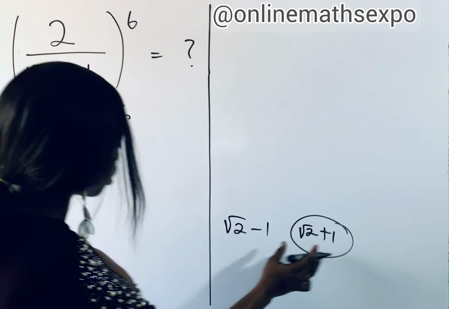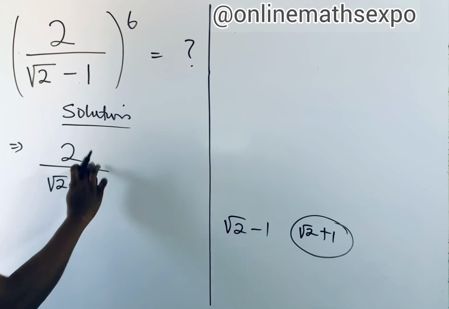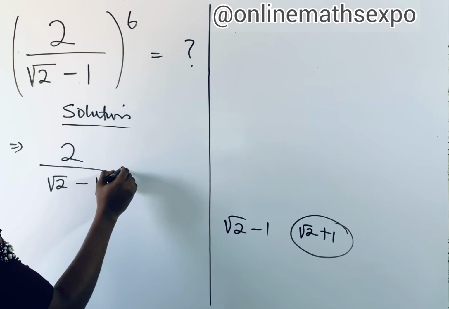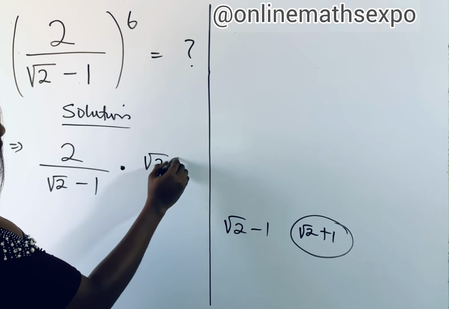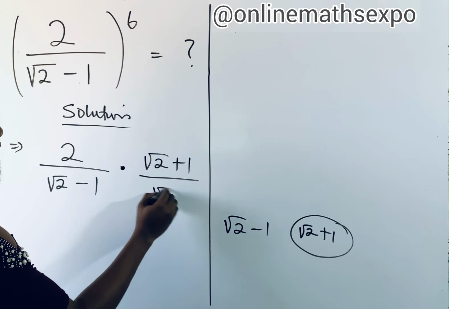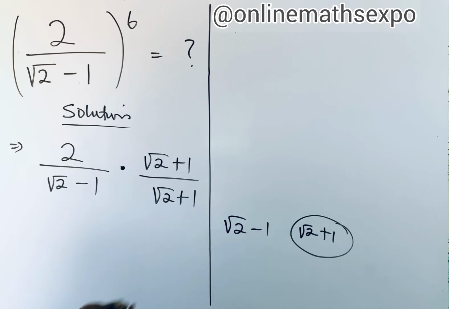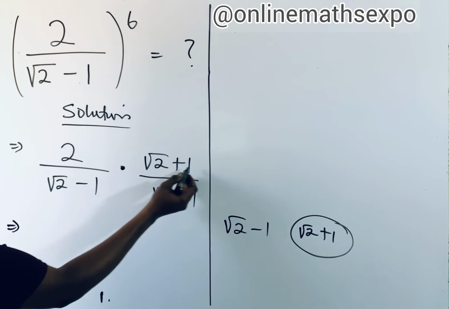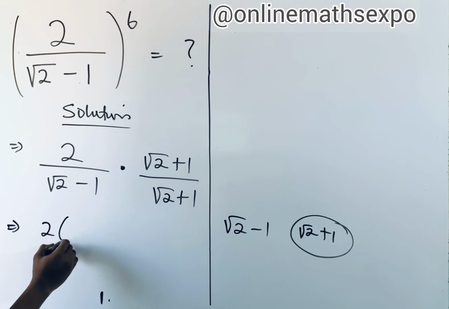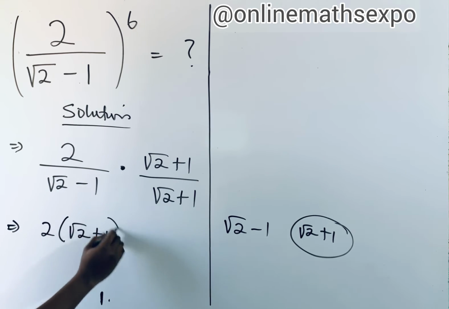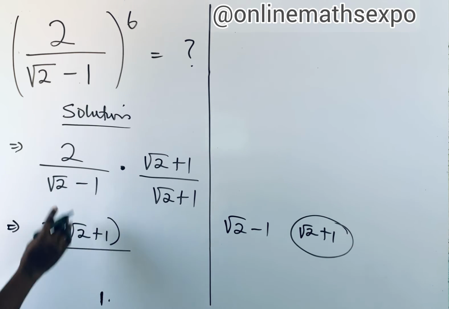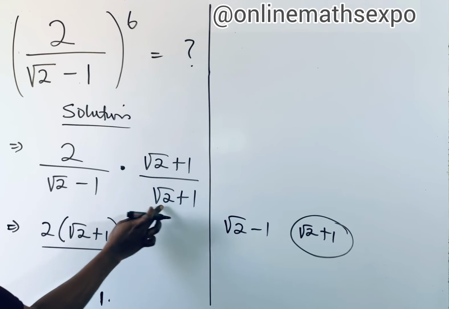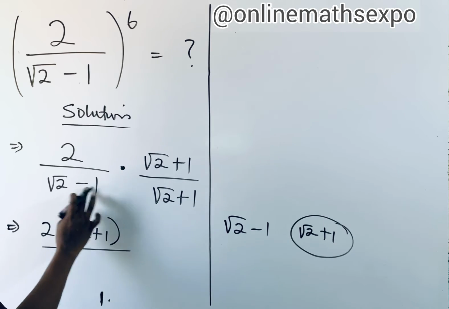So we're going to use this to multiply the numerator and the denominator. So this will be multiplied by root 2 plus 1 over root 2 plus 1. Did you see? For doing this, you are rationalizing. Now we simplify. This will multiply the numerator, so we have 2 into root 2 plus 1, divided by these two which will multiply. Now when you look at these two, you observe they are the same. The difference is the sign.